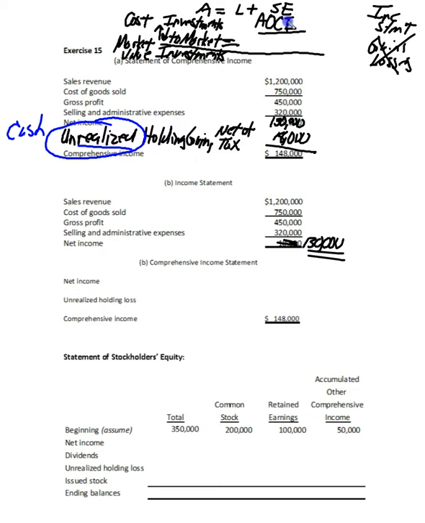So now we have this new account that we haven't seen before, Accumulated Other Comprehensive Income, and that account will be debited if the market value goes down, like a loss, and it'll be increased for these unrealized holding gains. Okay, so that's how this whole idea of comprehensive income.